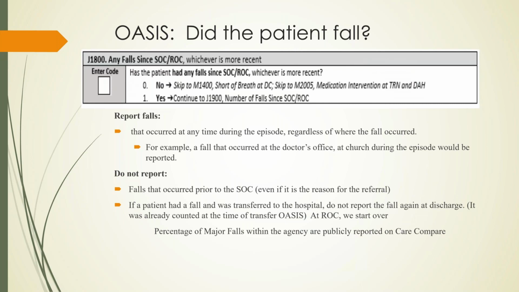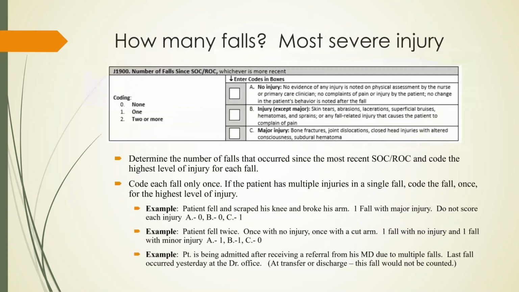Okay, once we've determined that the patient had a fall, we now have to say how many falls the patient had and what was the highest level of injury. In this next section, we want to score the number of falls, not necessarily the number of injuries, because if the patient had one fall and two injuries, we only want to account for one fall. So we're going to code each fall only once, and we're going to code the highest level of injury the patient has. For example, we have a patient that fell and scraped his knee and broke his arm. So he had one fall, and he had a minor injury and a major injury, right?